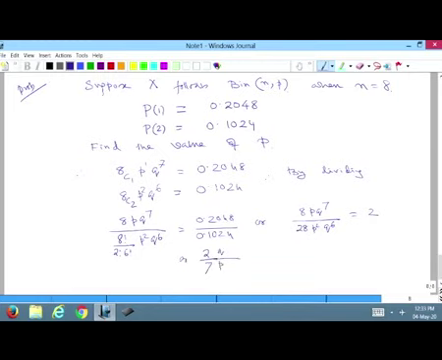q by p is equal to 2, that is q is equal to 7p. Therefore, value of p is equal to 1 upon 8. That is the answer.